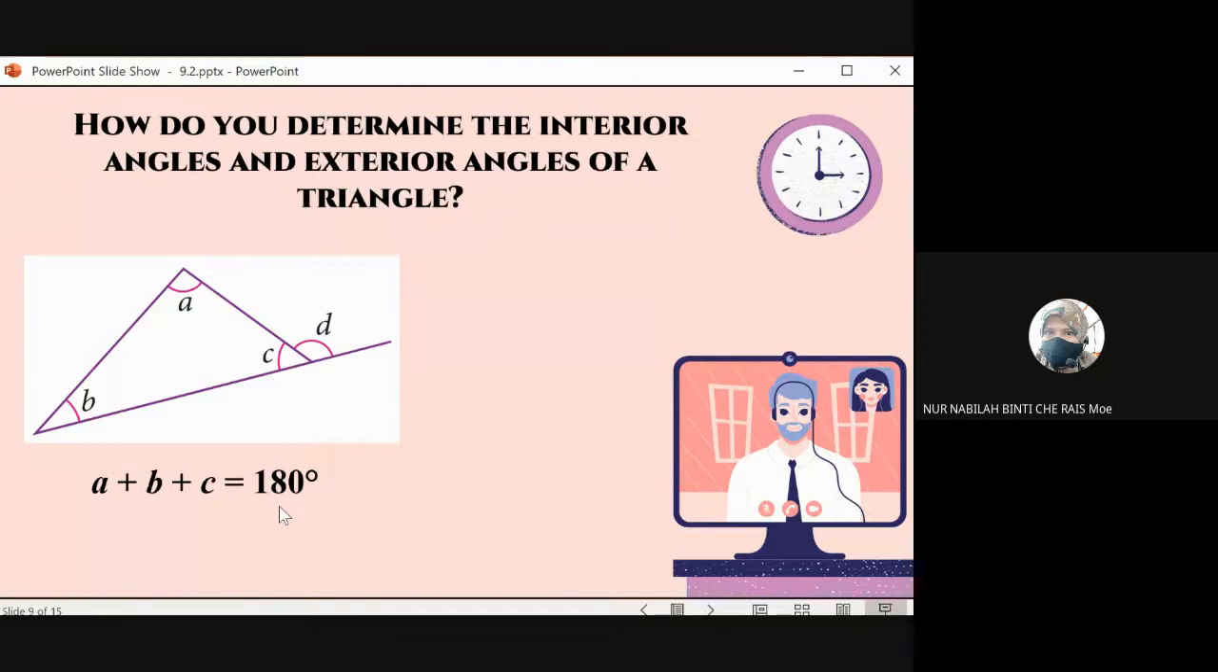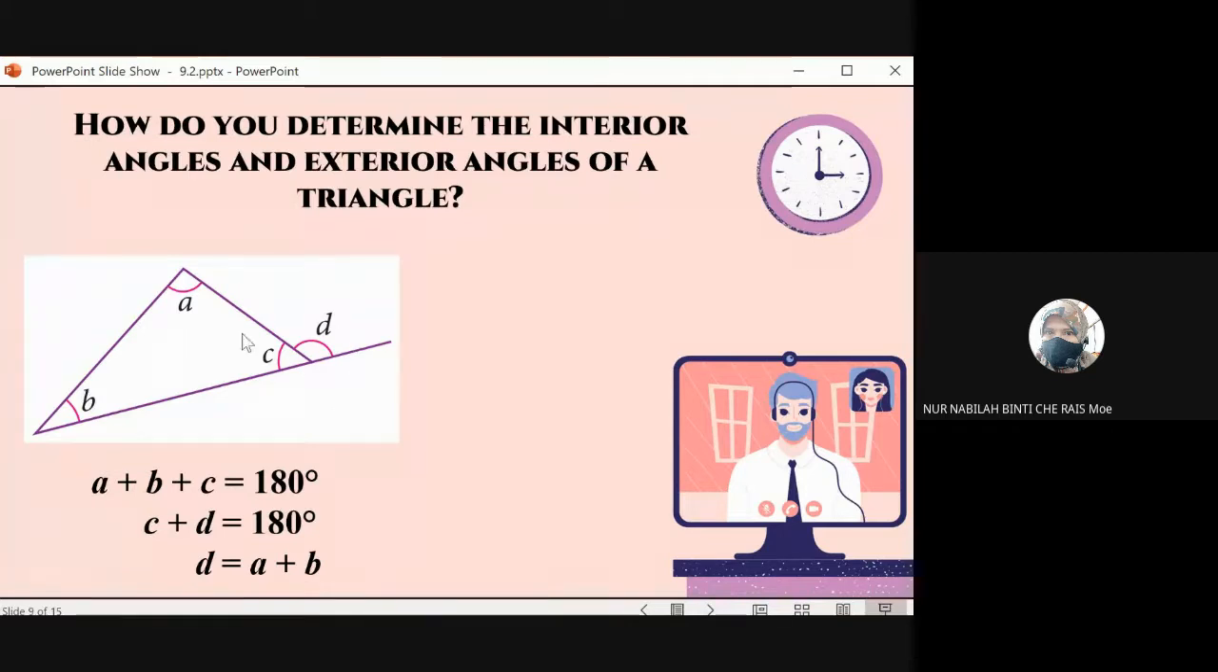Remember that one triangle always equals 180. And then after that, C and D, if you look here, C and D are located on a straight line. Remember last time you learned about line and angle. If you have a straight line, the total equals 180. Correct. And another one is from here, we can also find D by adding these two.